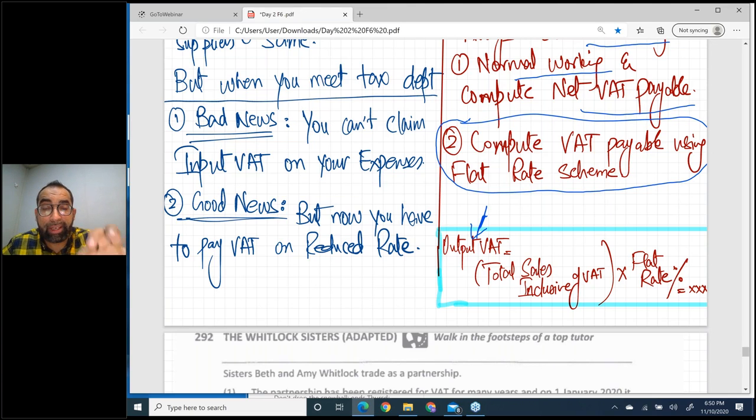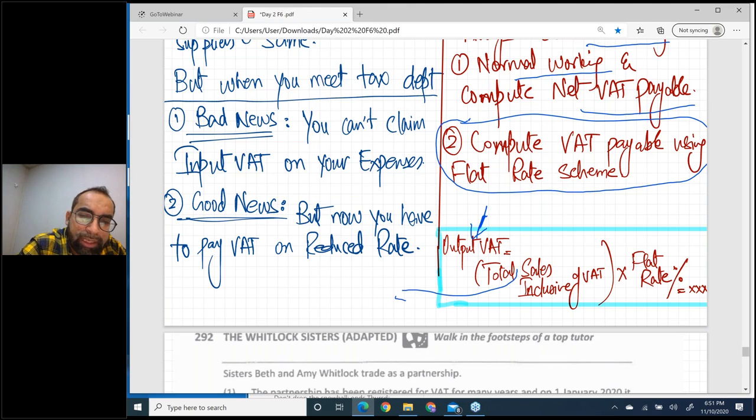But please, very strict words, very extremist words I have to use now. What is the formula of output VAT now? Total sales inclusive of VAT multiplied by the flat rate percentage. Not only do you have to use the total sales, but this must be inclusive of VAT, and multiplied by the flat rate percentage, which will be given to you ready made.